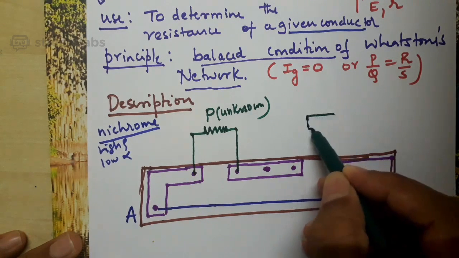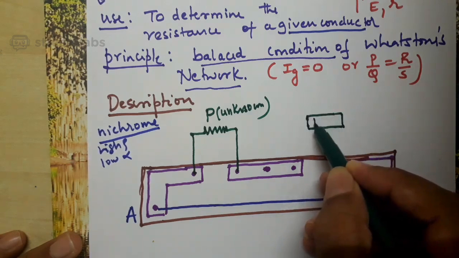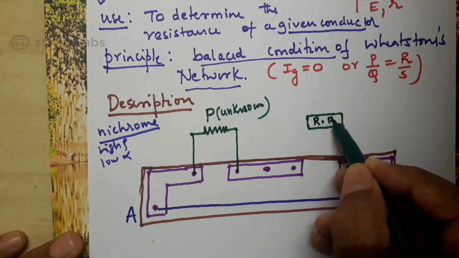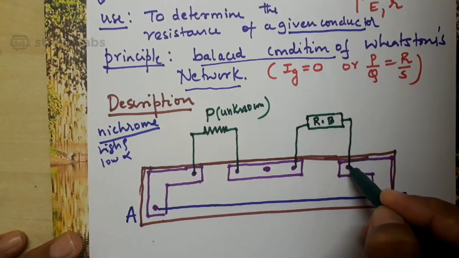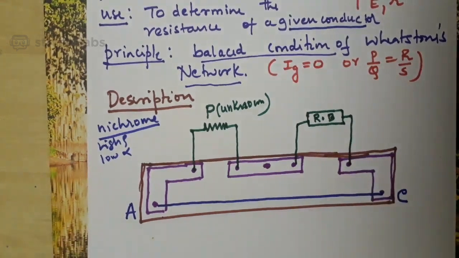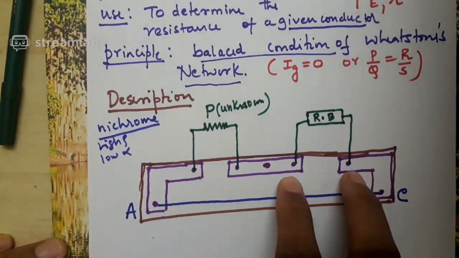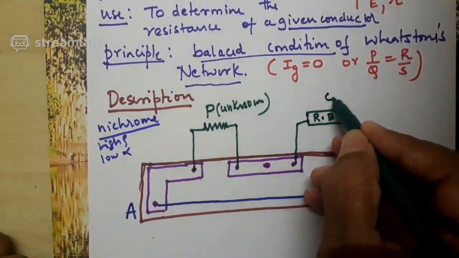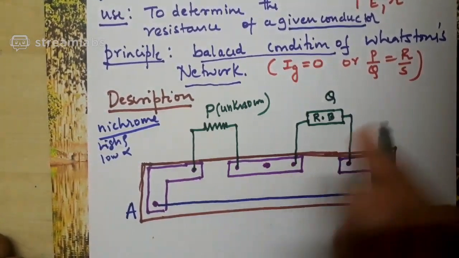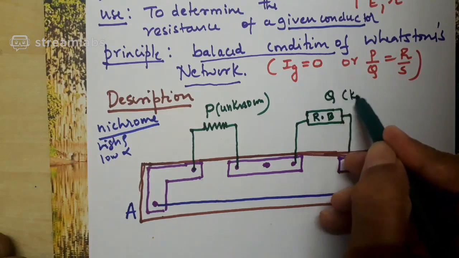A resistance box in which you can keep some standard resistance has been connected across the right gap of the meter bridge. Even the resistance box has two terminals. Take a wire from the two terminals of the resistance box and connect across the right gap. And during the experiment, you are going to keep some resistance in the resistance box that you will be knowing. So I can say it is known to you.